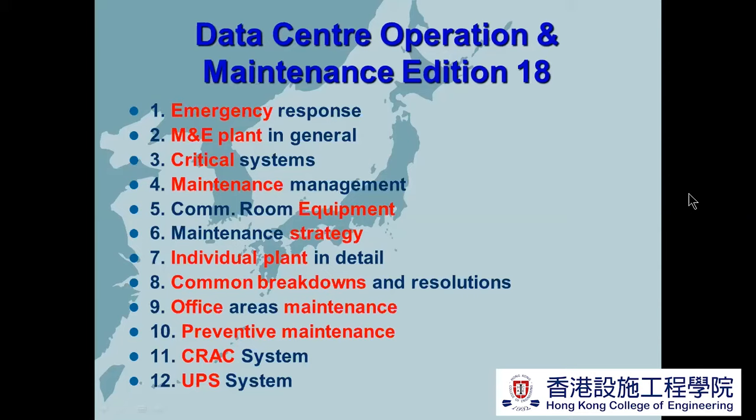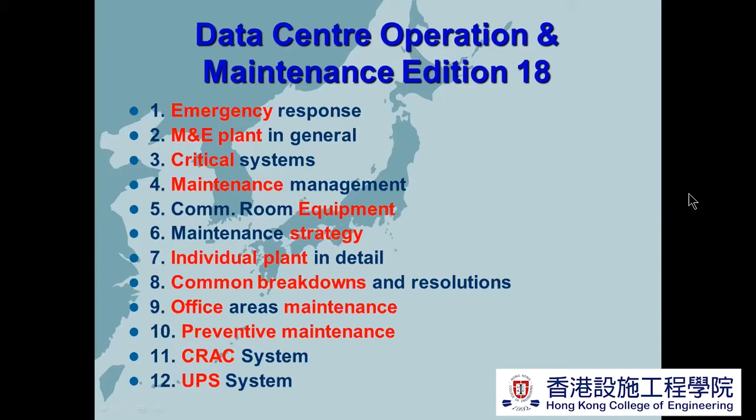And then number 6 will be maintenance strategy. Number 7 is the individual plant. Let us talk in more detail about the HVAC and the electrical supply, like the UPS, the CRAC unit, chiller plant, that sort of thing. Item 8 will talk about common breakdowns and resolution methods, how to resolve these problems. And number 9, we talk about office area maintenance, because most of the small data centers are incorporated into offices, like banks' offices or universities, right?